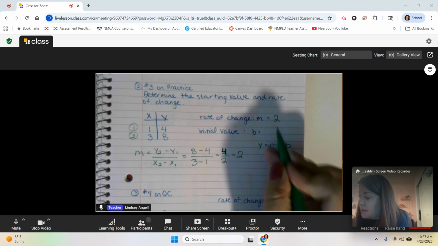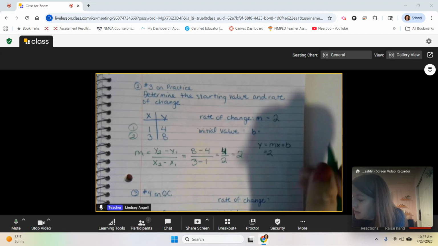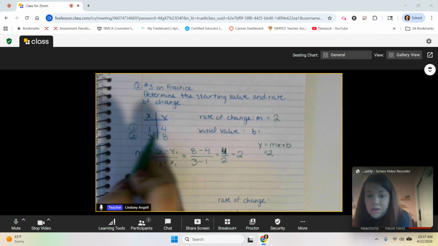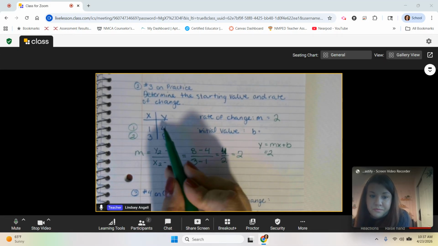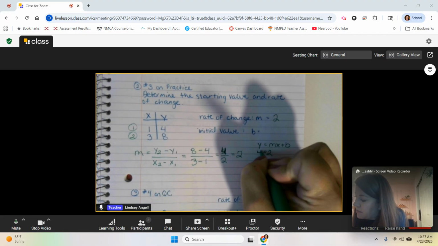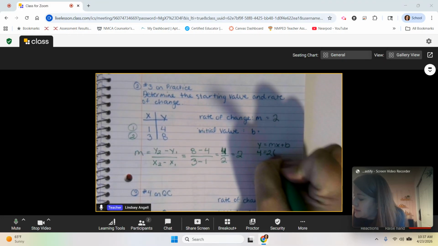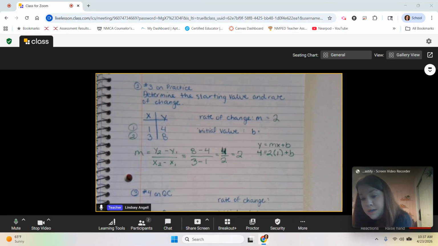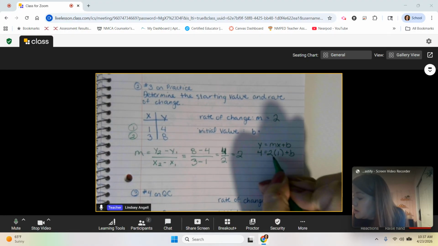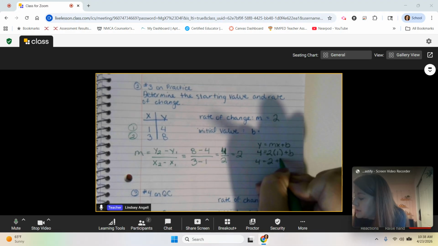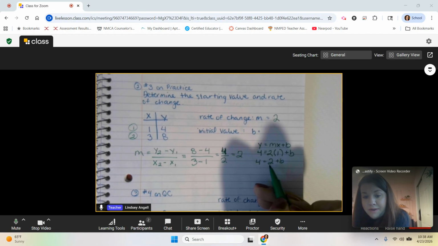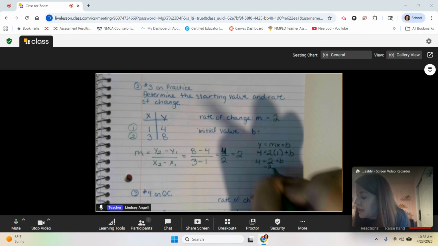So I just found m, that's 2, so I can plug that in. And then, like I said, we can choose either one of these points, it doesn't matter which one, to plug in for the y and the x. I'm just going to use the first one, 4 for y and 1 for x. Now I'm just down to one variable, so I can go ahead and solve for it. Well, 2 times 1 is 2, so 4 equals 2 plus b. In order to get b by itself, I have to do the opposite operation. Right now I have a positive 2, so to get rid of it, I need a negative 2.